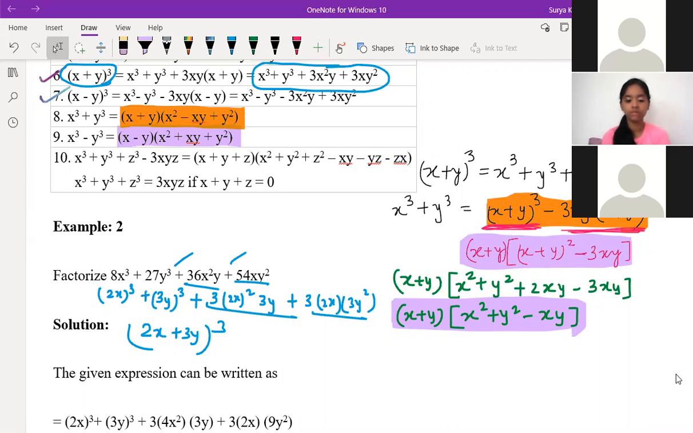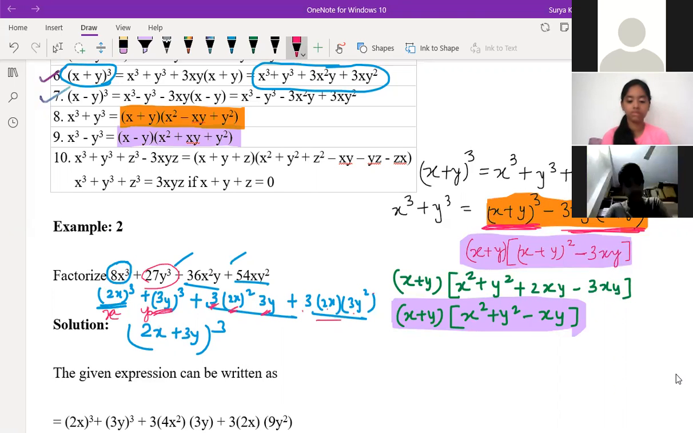Okay, fine. See, instead of 8x to the power 3, you can write 2x to the power 3 or not? Now 27y to the power 3, you can write as 3y to the power 3. So now instead of 36x square y, you can write 3a square b, where a is this one, b is this one. Whatever you want to write, x is this one, y is this one, you just say 3x square y plus 3xy square. It's clear, Sai Charan? If you multiply this, automatically you'll get this answer or not.